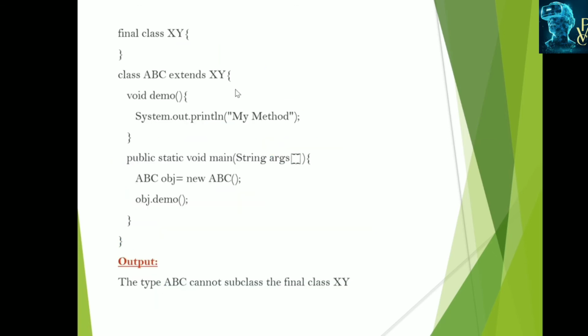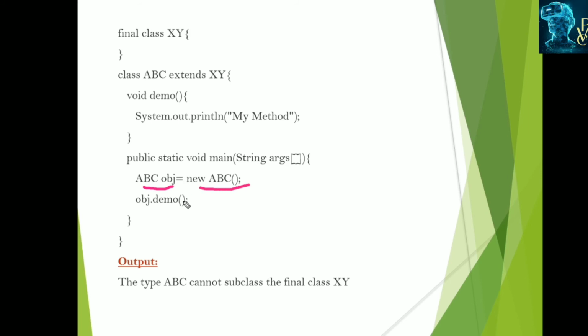This is another example, xy, which is declared as a final class, which has no body; it is just created. For example, I have written here that I am trying to extend xy with ABC. The ABC class is a new class which extends xy. So I am trying to subclass xy and write one method. In the main method, I created the object obj for the subclass.